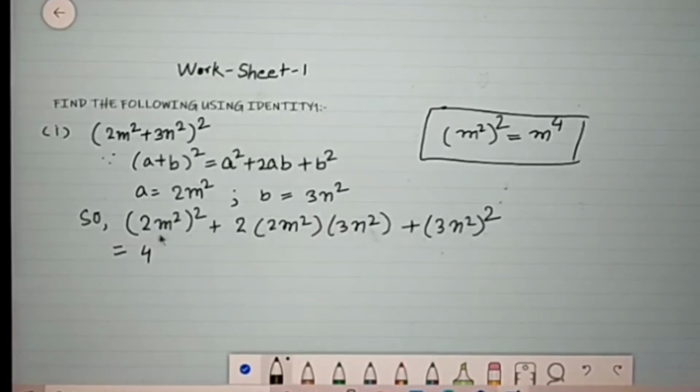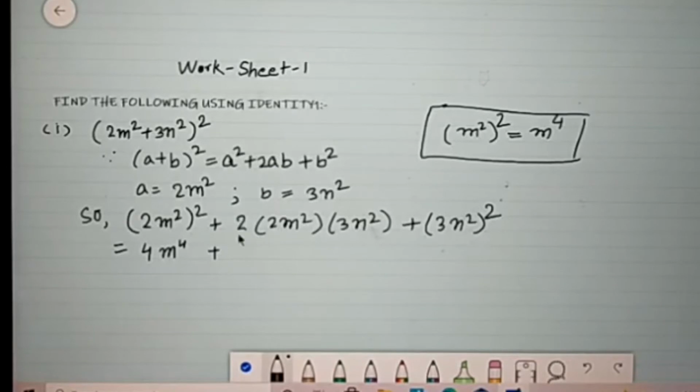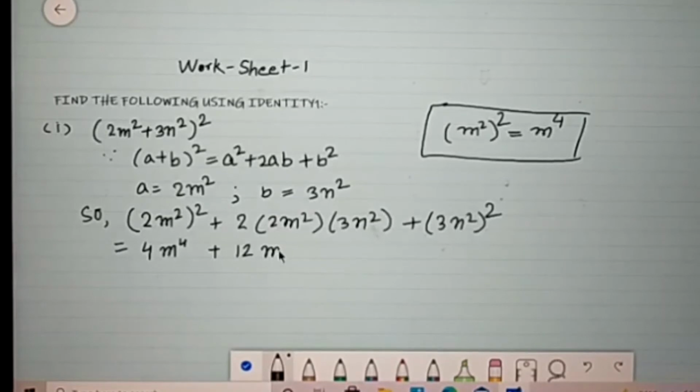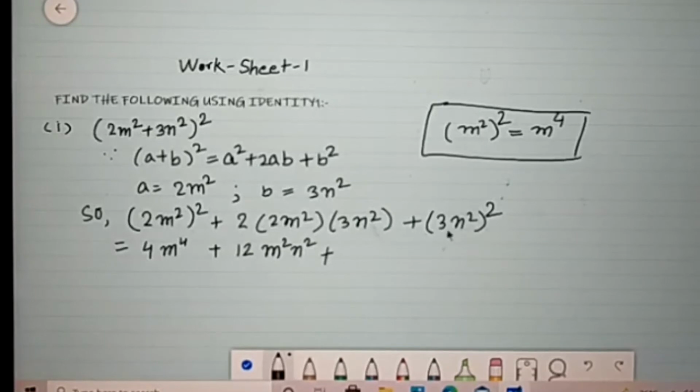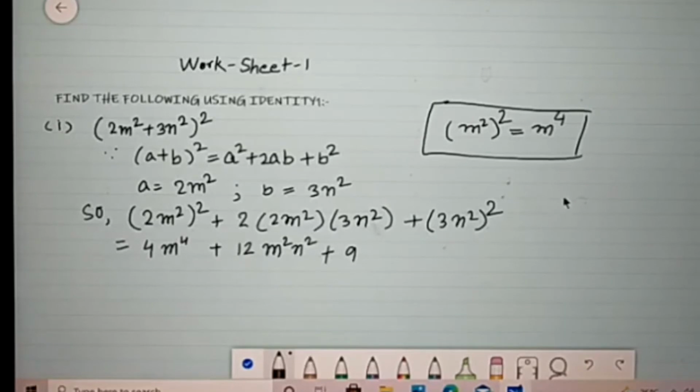So we have m square to the power 2 is m to the power 4, plus 3 2s are 6, 6 2s are 12, m square into n square, that we write here, plus a square of 3, 3 3s are 9, and again we have n square and a square of n square, that is power to the power is multiplied, 2 2s are 4. So we write this is n to the power 4 and this is our answer.